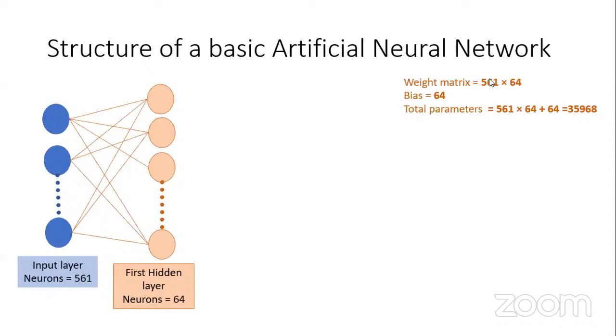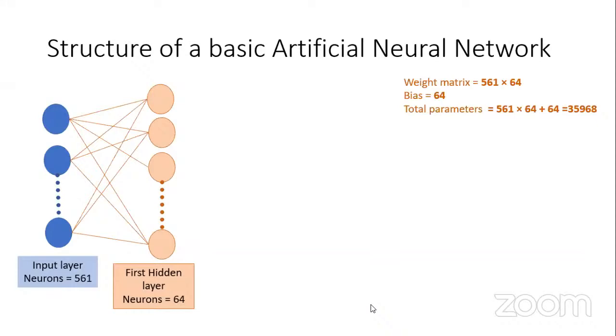So your weight matrix will be of size 561 cross 64. Total 64 biases will be there. So the total number of elements will be 561 into 64 plus 64, so 35,968 total trainable parameters will be there, as explained by sir earlier.